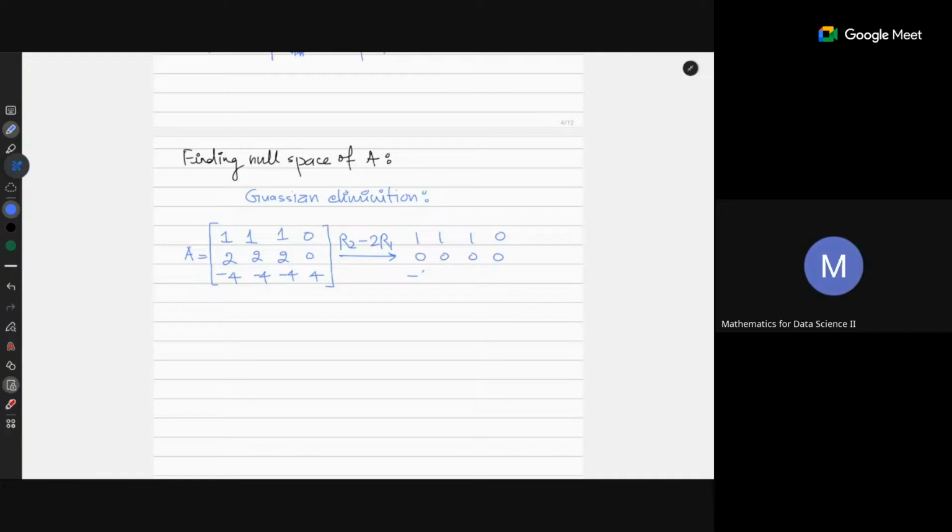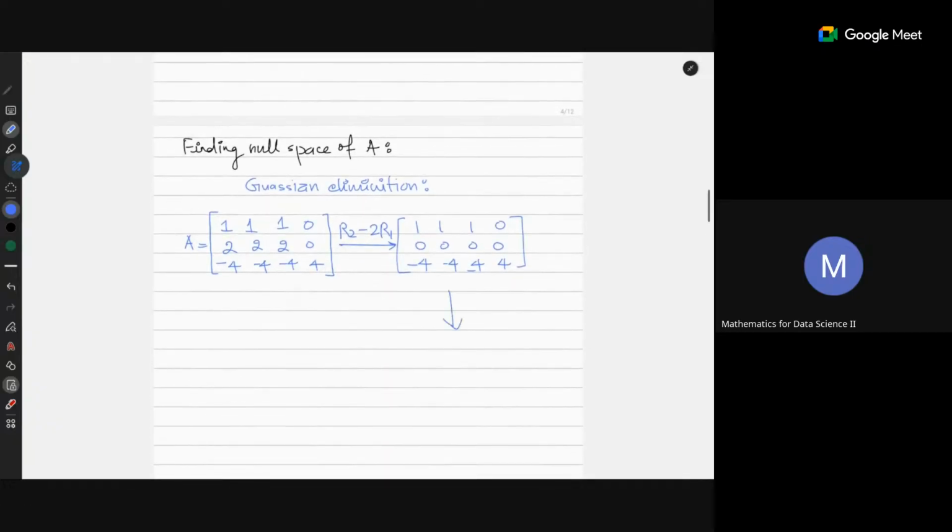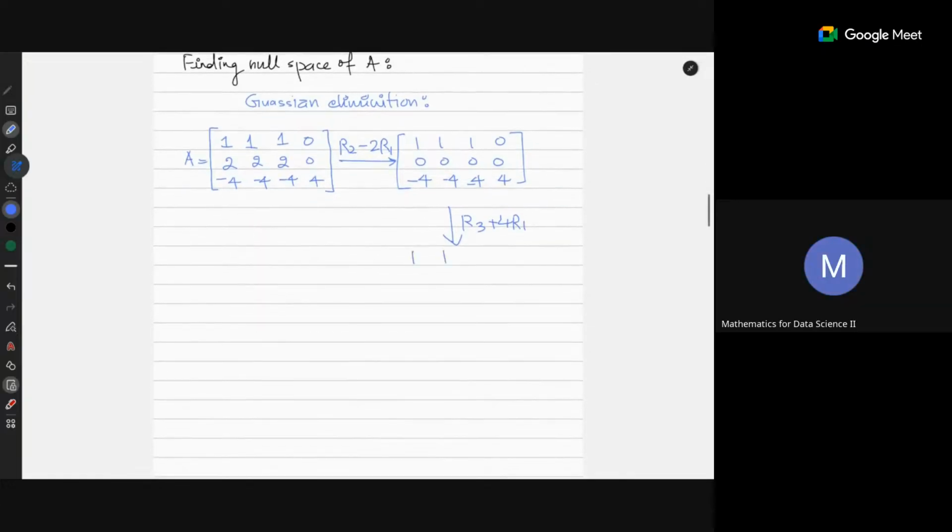Okay, let me do it one by one. And then R4, R3 plus 4R1. Okay. So we get 1 1 1 0 0 0 0 0 0 0 4. Okay, what next? So we can divide row 3 by 4 and interchange row 2 and row 3. Okay.